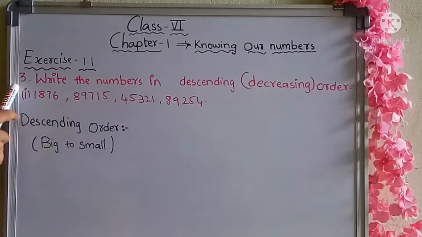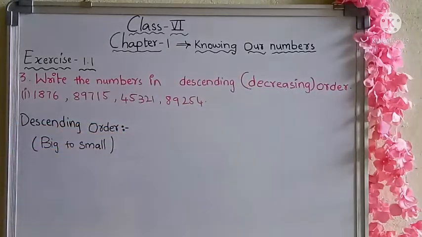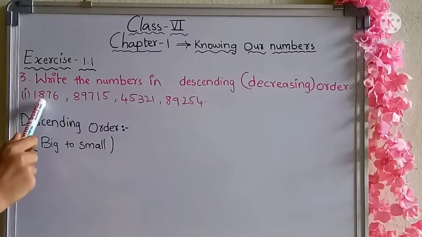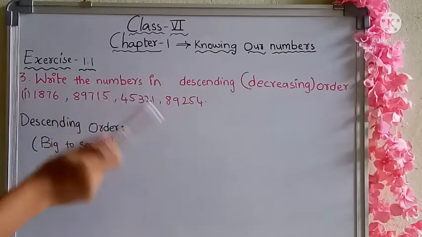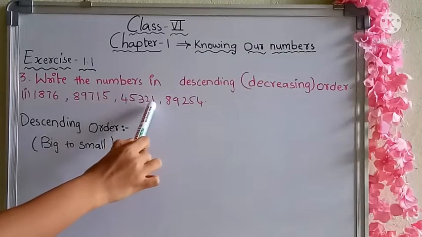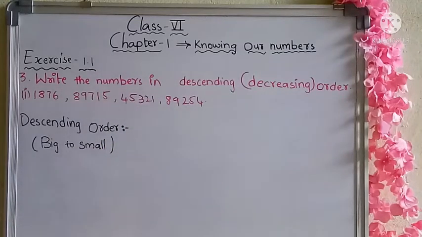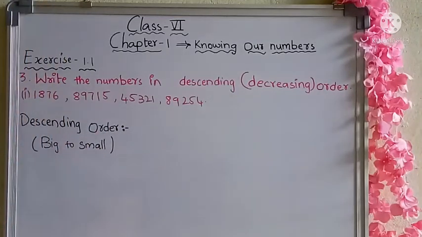So third question says that write the numbers in descending, decreasing order. So the group of numbers are 1,876, 89,715, 45,321, 89,254. So we have to write that in descending order, which is big to small.